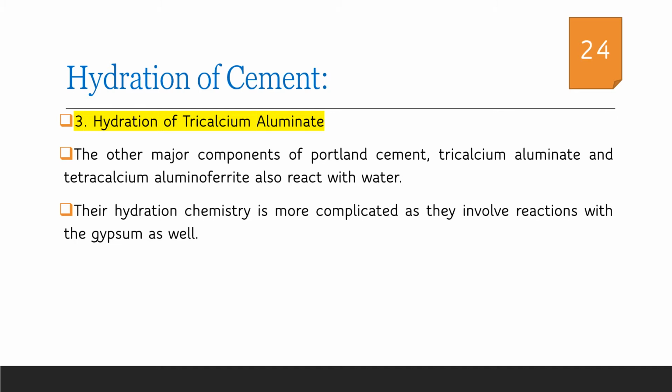The formation of aluminate and aluminoferrite causes flash setting of cement. The flash setting properties of cement due to the presence of C3A and C4AF can be rectified by the addition of gypsum. So the hydration chemistry is more complicated, as the aluminoferrites and aluminates react with gypsum and the setting time of the cement gets changed.